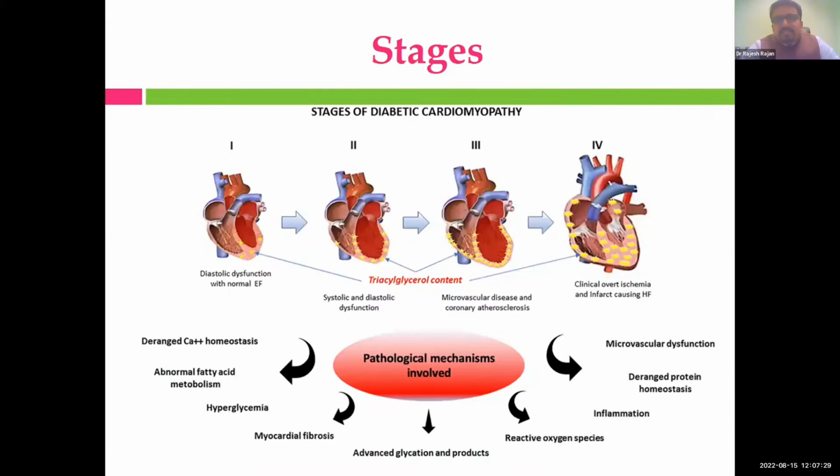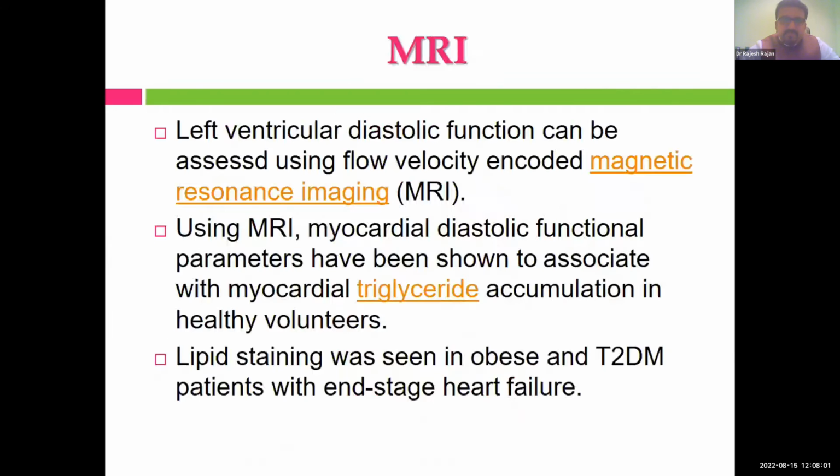So there are several stages of diabetic cardiomyopathy. In stage 1, there is a diastolic dysfunction. In stage 2, there will be systolic and diastolic dysfunction. In stage 3, there will be an association of the systolic and diastolic dysfunction with microvascular disease and coronary atherosclerosis. And stage 4 is overt ischemia, causing heart failure. So the pathological mechanisms we already discussed. So these are the 4 stages you can see in diabetic cardiomyopathy.